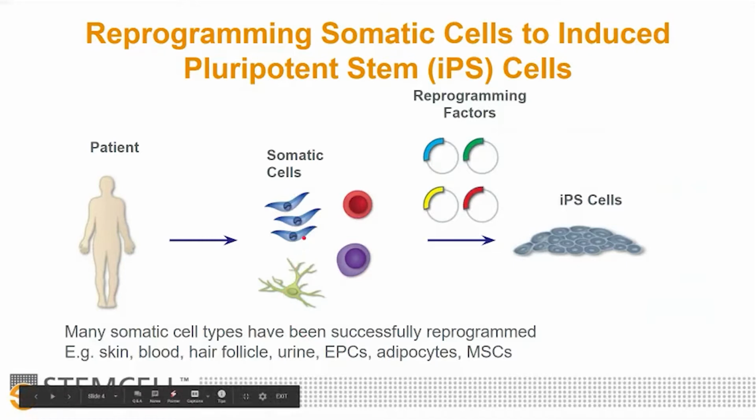Over time, many different types of somatic cells have been used successfully for reprogramming. Skin cells, blood cells, hair follicle cells, urine cells, epithelial progenitor cells, adipocytes, and other mesenchymal stem cells have all been taken from patients and reprogrammed to induced pluripotent stem cells. So really, there's a vast number of options available to your customers.